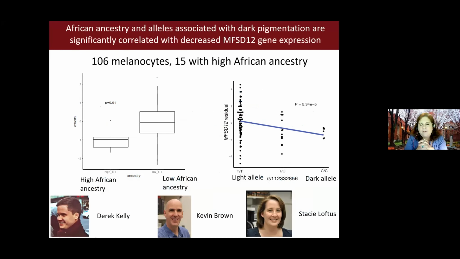So together with our collaborator, Kevin Brown at NIH, he had generated a transcriptomic data set from 106 melanocytes. Remember, these are the cell types in skin where the melanin is produced. And 15 individuals in that data set had high African ancestry. So Derek Kelly, a grad student in my lab, looked for correlations between the level of African ancestry and the levels of gene expression. And in this case, high African ancestry is correlated with low levels of expression. That's very consistent with what we observed from the GWAS study, in that the C variant that is associated with darker pigmentation is also associated with lower gene expression levels.